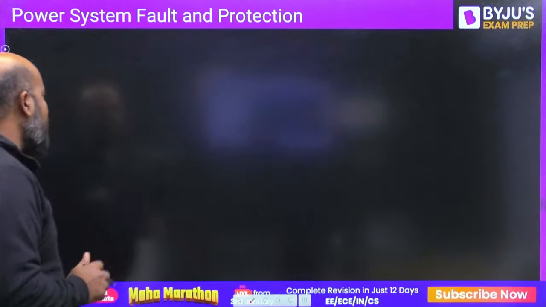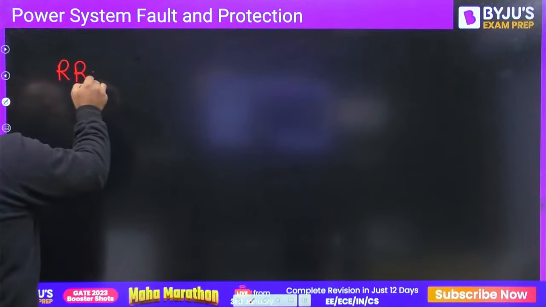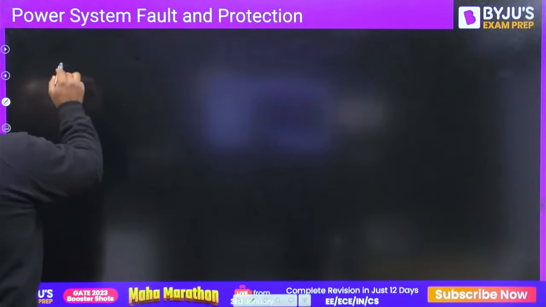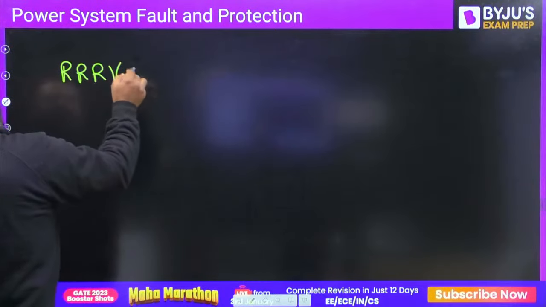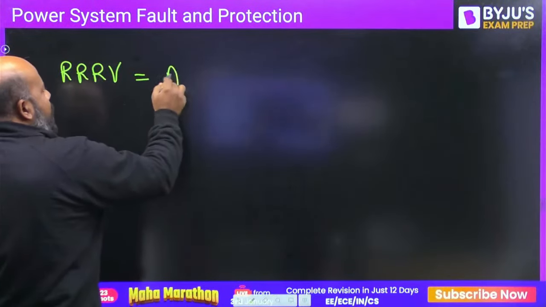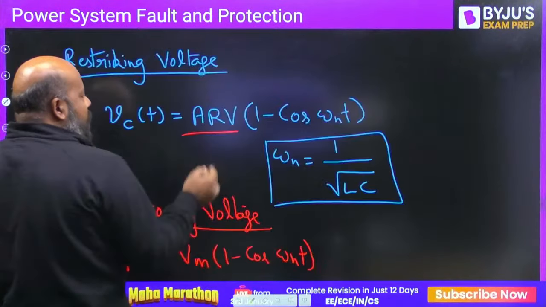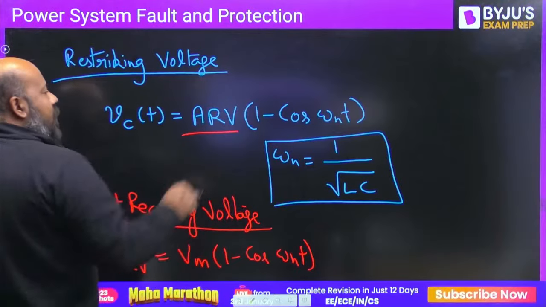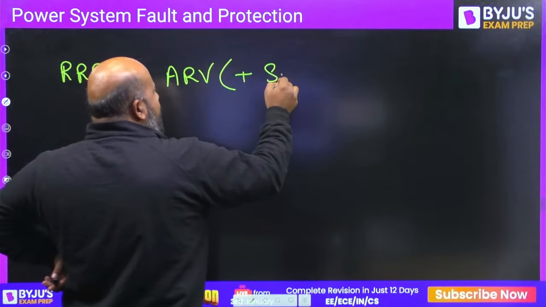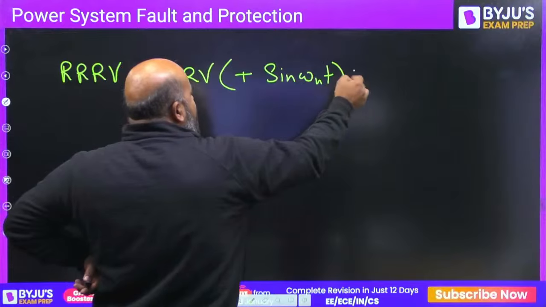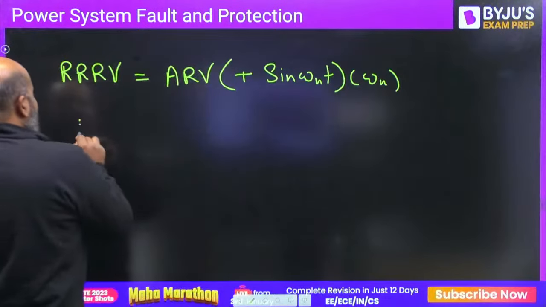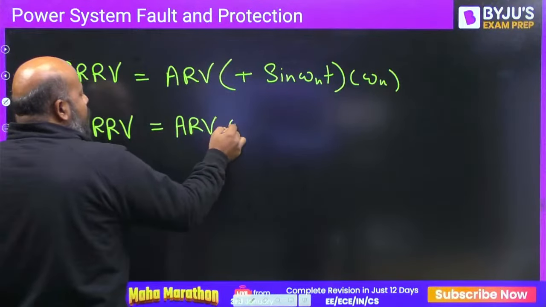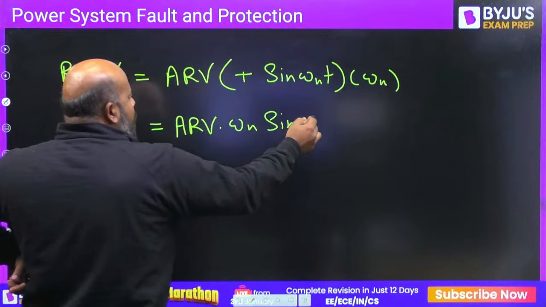So, if he is asking the rate of rise of re-striking voltage, just differentiate it with respect to time. So, what will you get? Rate of rise of re-striking voltage is going to be active recovery voltage, and the differentiation of 1 is 0. Now there is a minus; the derivative of cos omega n t is minus sin omega n t, but there is one more omega n. So the rate of rise of re-striking voltage is active recovery voltage into omega n, into sin omega n t.